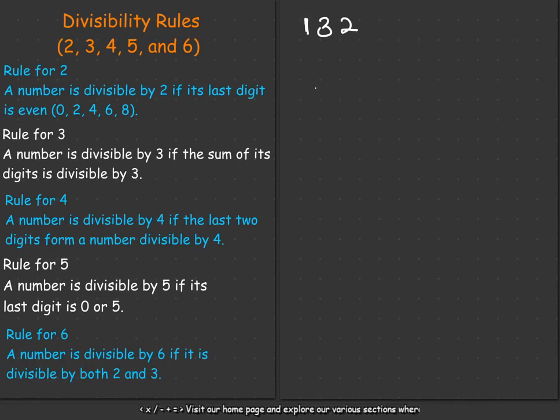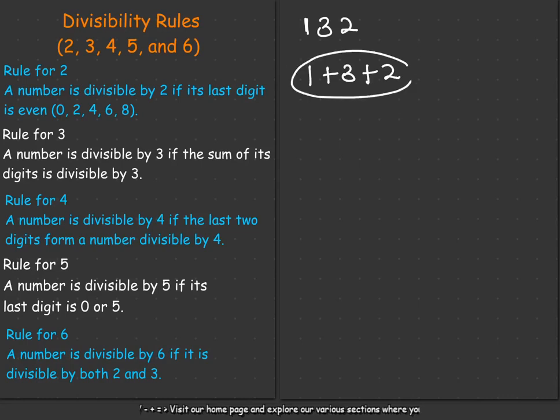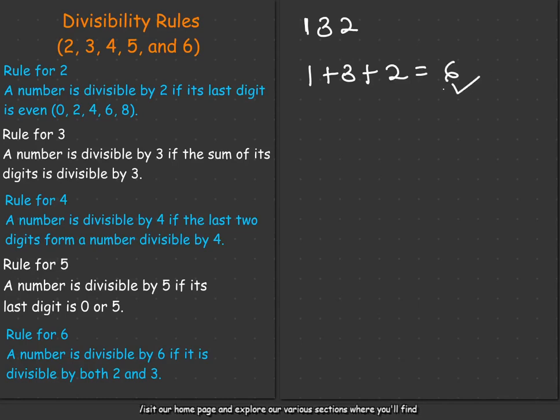The second test says it should be divisible by 3. And we know for a number to be divisible by 3, the sum of the digits should be divisible by 3. 1 plus 3 gives us 4. 4 plus 2 gives us 6. So our question now is, is 6 divisible by 3? Yes. If it is, then it simply means this number here has passed the test of being divisible both by 2 and 3, and hence it is divisible by 6.